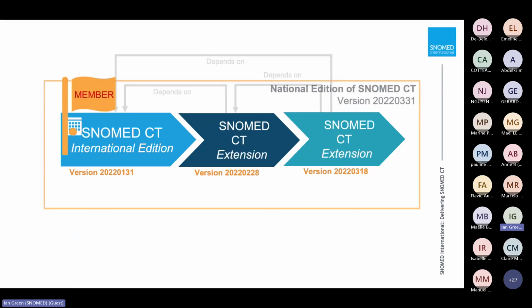Right, so if you're doing a member, what you'll be doing in France, essentially, is creating a national edition of SNOMED CT, which will include the SNOMED International Edition, and then it will include a French extension, essentially. Now, whether that's one extension that you run nationally or whether you run specific extensions linked together, that's a decision for the NRC to make, not me. But either way, the national edition will be made up of components.